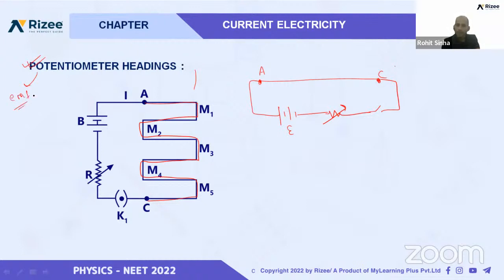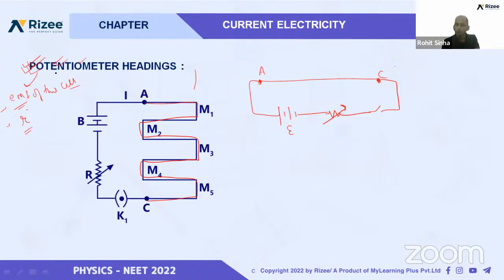It compares the EMF of two cells. If we have to find which cell has more EMF and which has less, we will use a potentiometer. Or if we want to find the internal resistance of a cell, then we use a potentiometer. These two are famous applications of the potentiometer.